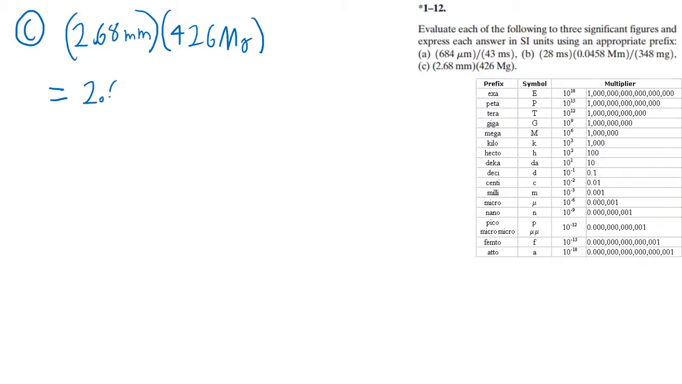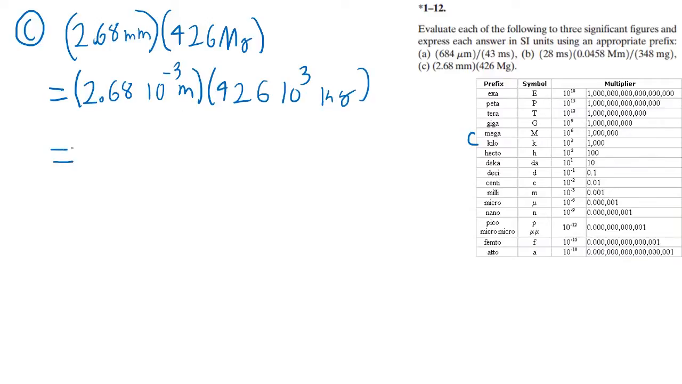So 2.68, and then millimeters, that's 10 to the negative third. Once again, we're changing the symbols with the multipliers. And then we're going to have our 426, and then mega, so we only want to go from mega to kilo, so that's only a difference of 10 to the positive 3. So we're going to put 10 to the positive 3 because our symbol is going to get smaller, so our number gets larger. Kilograms. And would you look at that? These are going to cancel. So let's cancel these out.